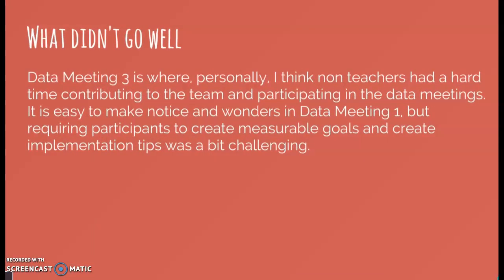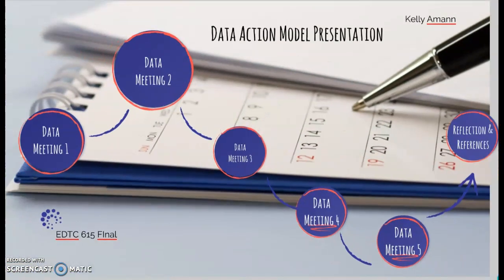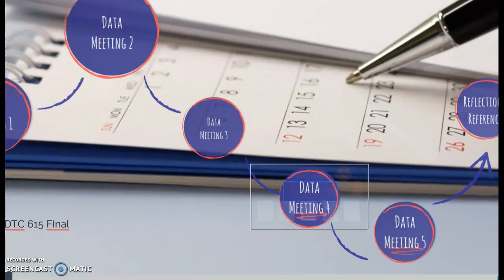What didn't work so well this week was, again, we saw that our prospective teacher had a little bit of trouble this week. It was easy for her to participate in Notice and Wonders and look at someone else's data, but when it came to her creating her own goals and creating some implementation tips, we saw that she had a bit of a struggle, but we were able to help her and work as a group to solve that problem. We then went to Data Meeting 4.